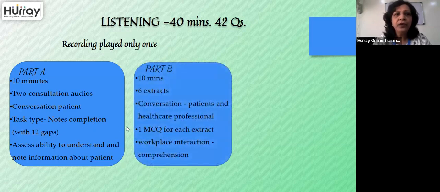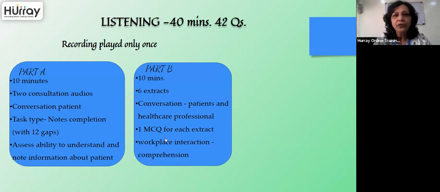In part B, you'll have about 10 minutes. There will be 6 extracts here. Part A is called consultation extract. Part B is called short workplace extract because they are interactions between healthcare professionals. It's from one colleague to another colleague. Usually there's no patient involved in these discussions. There'll be 6 of them and you get 15 seconds time to go through the question.